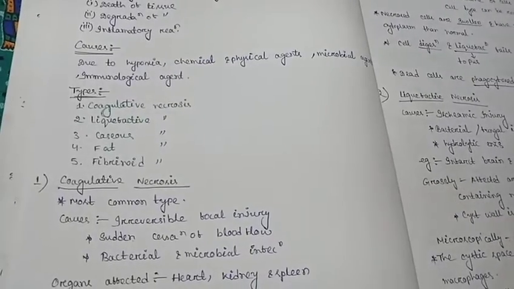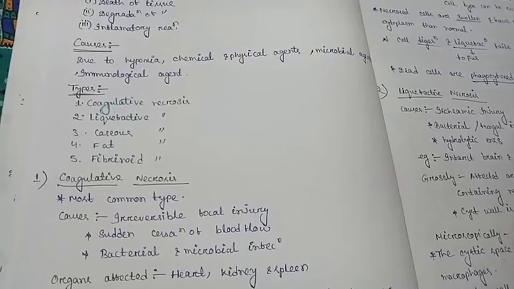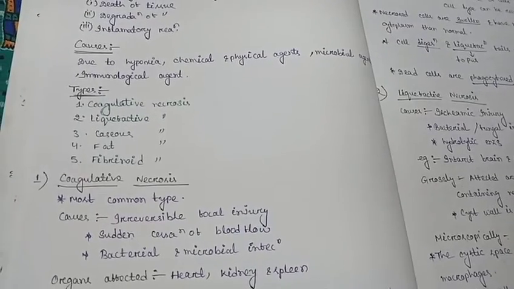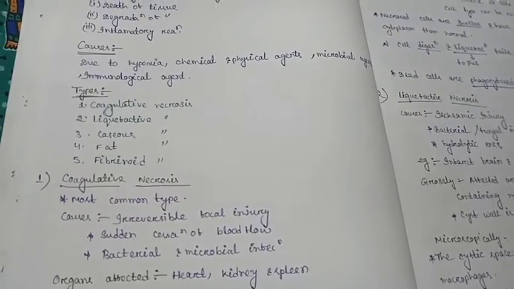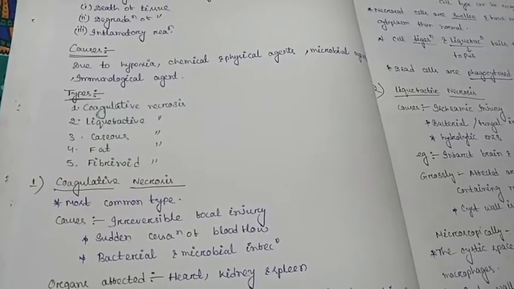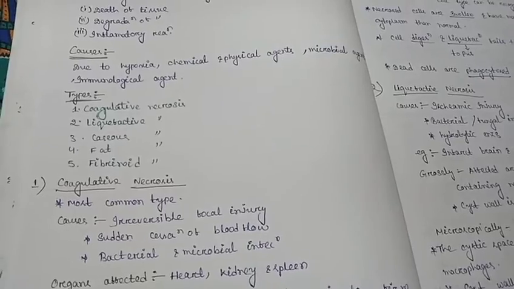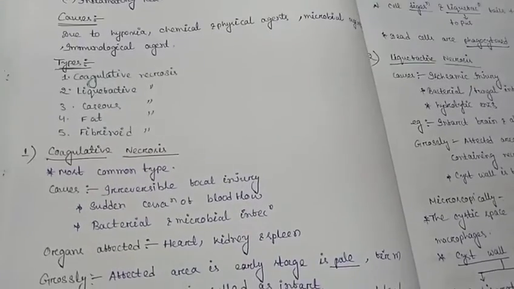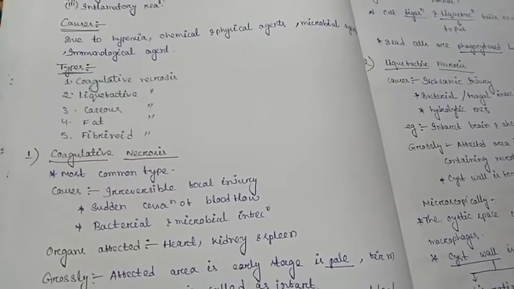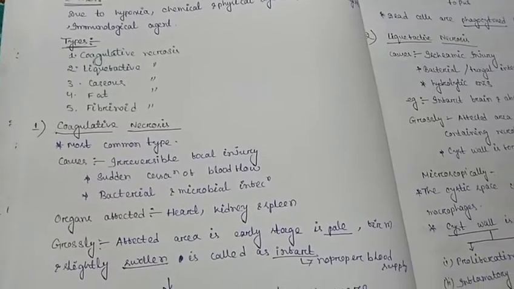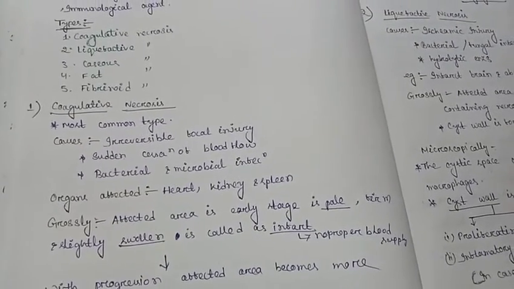Now the causes. What are the causes of necrosis? They are hypoxia, chemical and physical agents, microbial agents, and immunological agents. And the types: there are 5 types of necrosis. First is coagulative necrosis, second is liquefactive necrosis, then gaseous necrosis, fat necrosis, and finally fibrinoid necrosis.